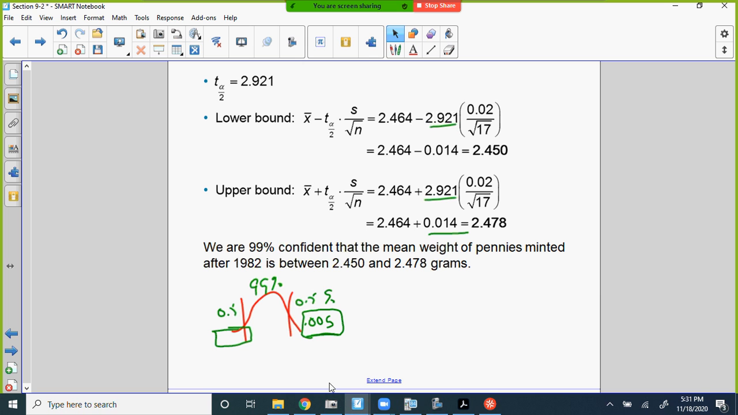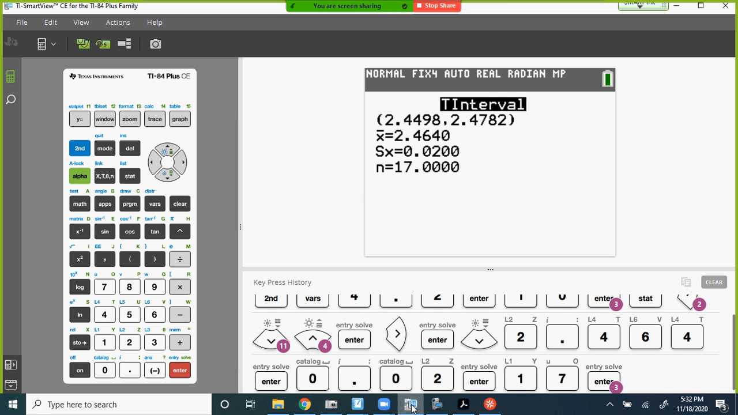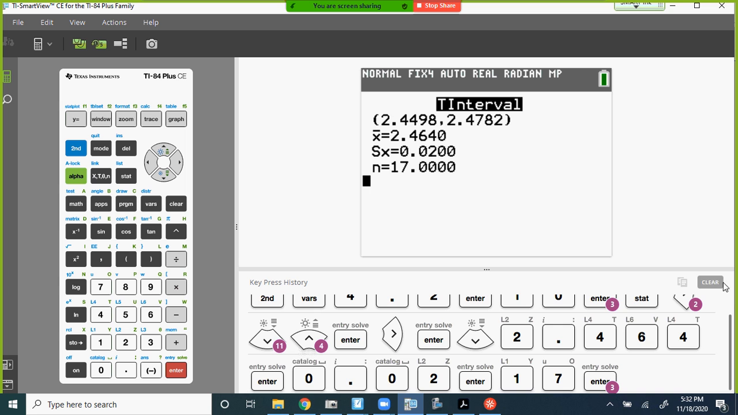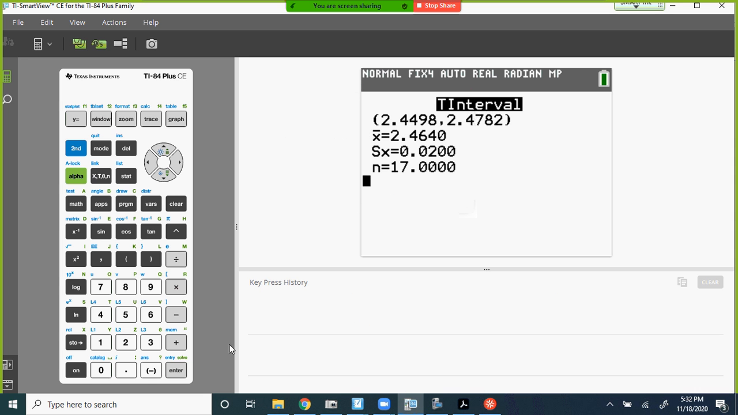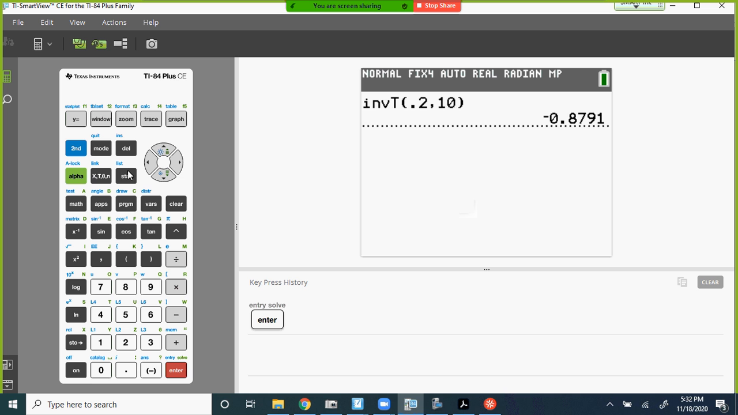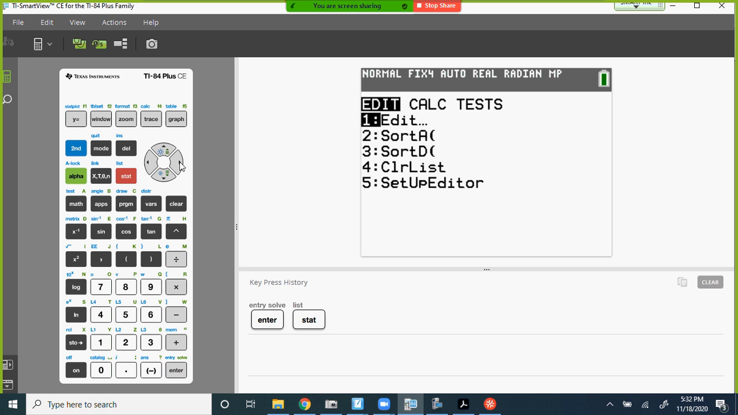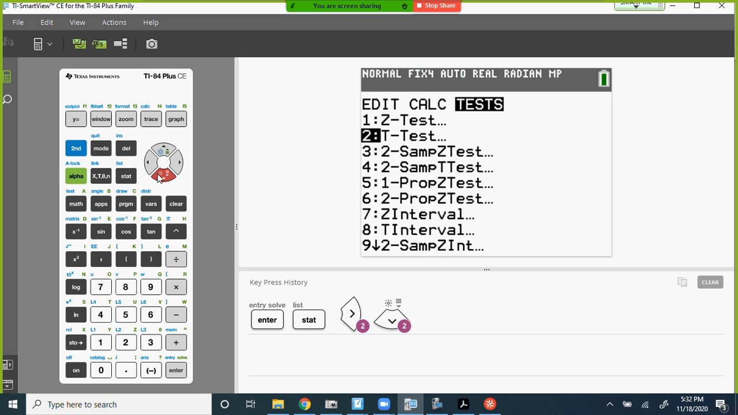Any questions about how we just did that on the calculator and how they're doing it by hand? Let me go back and pull up what I had. All right, so stat, go over here to test. We're doing intervals, so for 9, 2, you're going to use the T interval.